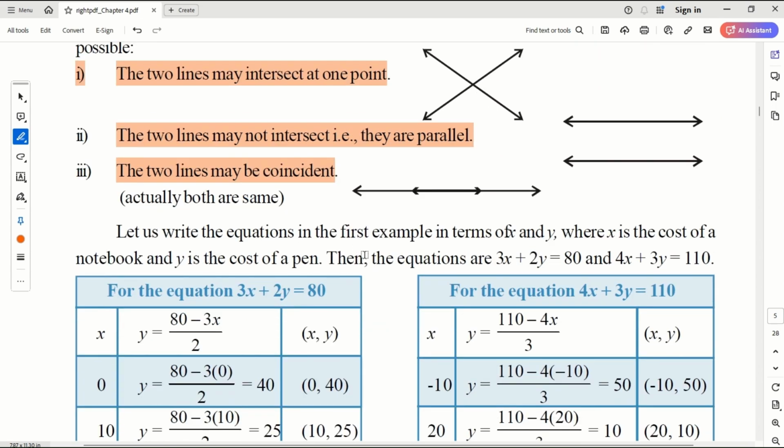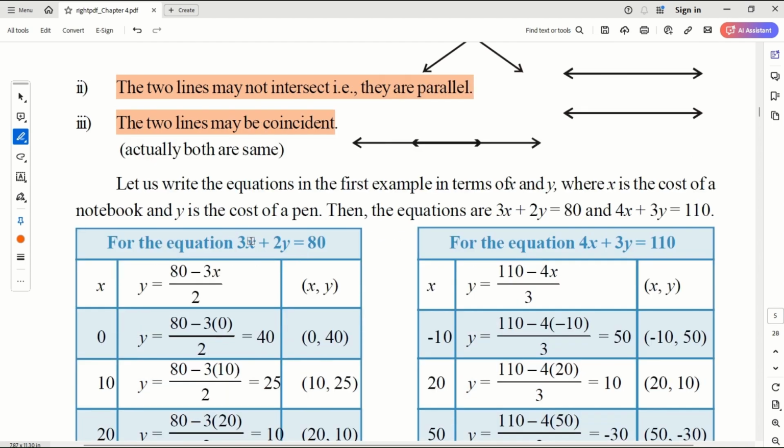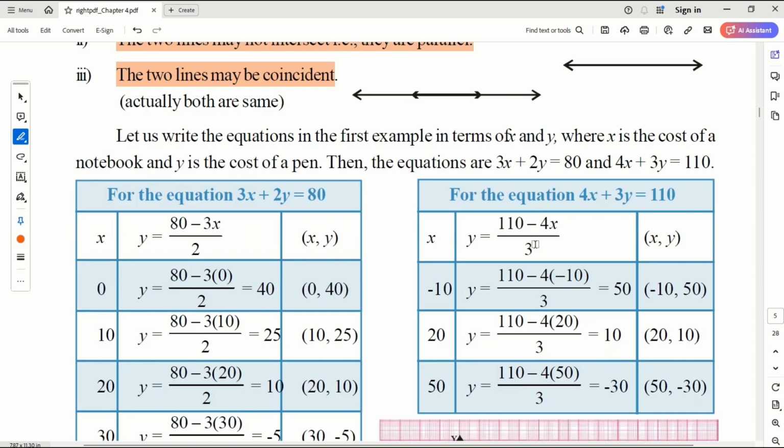So let us check the first example in terms of x and y, where x is the cost of a notebook and y is the cost of a pen. So the equation looks like 3x plus 2y equal to 80. And the second equation is 4x plus 3y equal to 110. That is 4 notebooks and 3 pens equal to 110, right? This is the model method we used to solve the problem. Let us solve the same thing in the graph method.